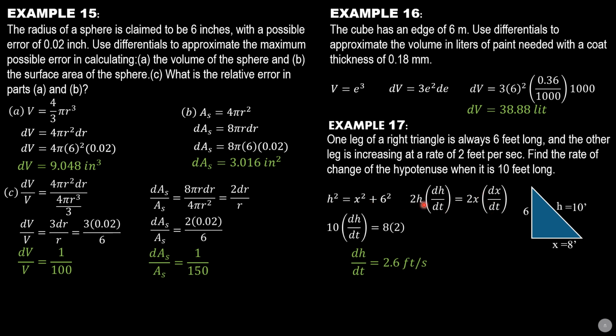Cancel 2. Then when the hypotenuse is 10 feet and this leg is 6, automatically the other should be 8, from the 6, 8, 10 relationship. So h is 10, dh/dt equals x is 8, dx/dt is 2 feet per second. The other leg is increasing at the rate of 2 feet per second. That's the rate of change of this variable, positive 2. So therefore, dh/dt is 2.6 feet per second.